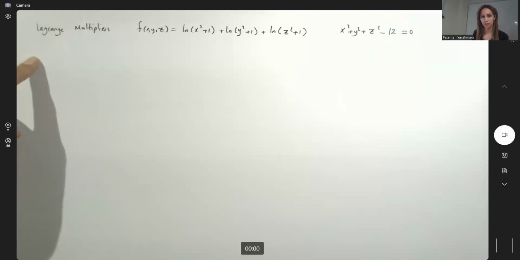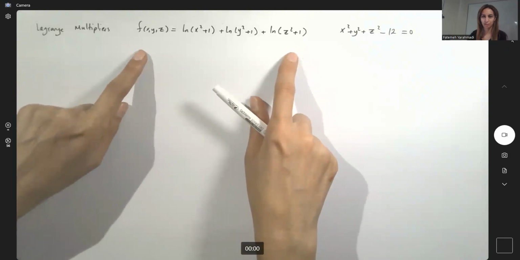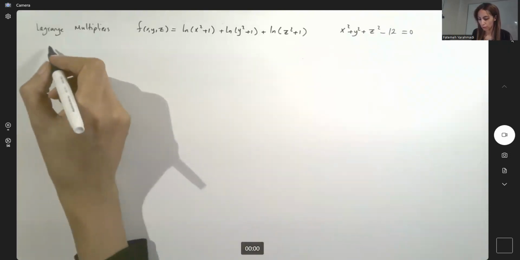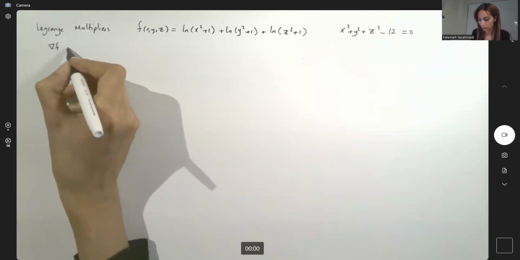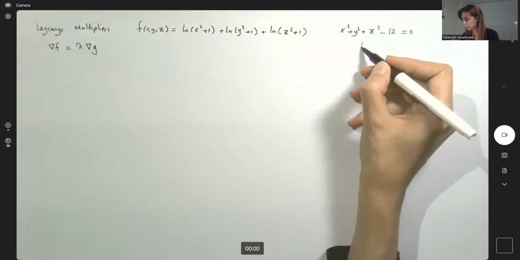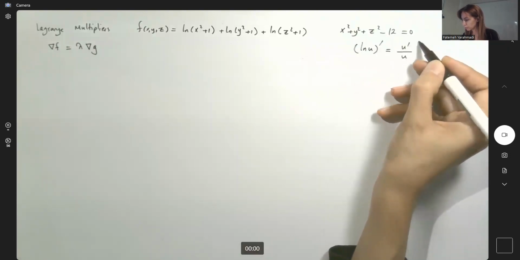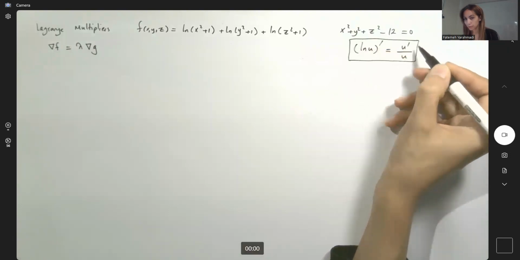In this question, we're going to apply Lagrange multipliers to find the maximum and minimum value of this function in 3 variables. First of all, you need to set up the gradient of f equals lambda times the gradient of g. So remember that if you have ln of u, the derivative is u prime divided by u. So what we learned in calculus.